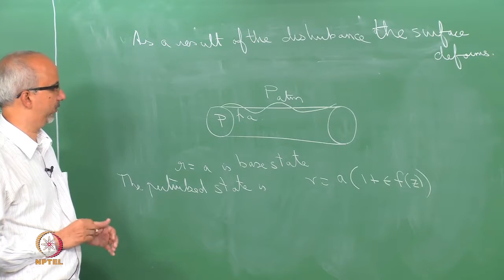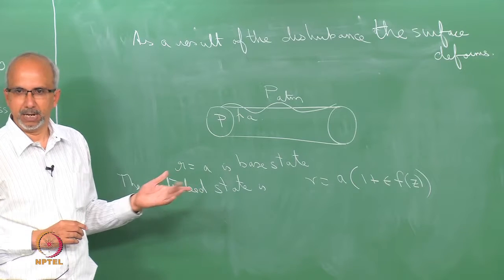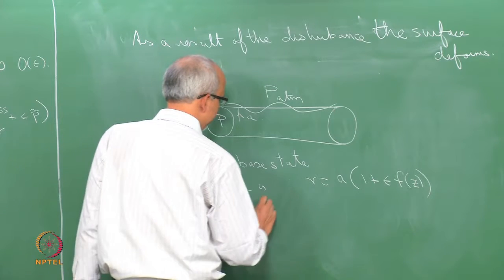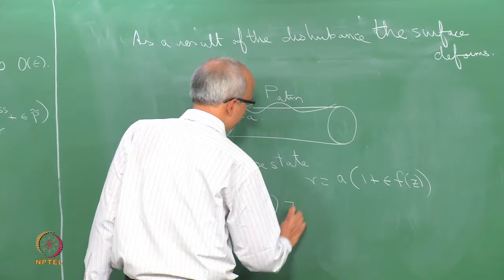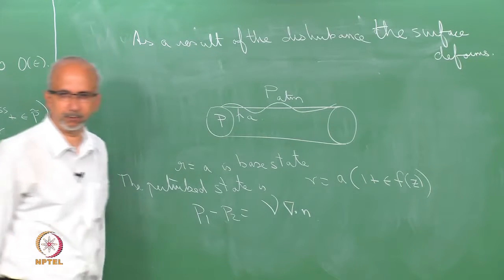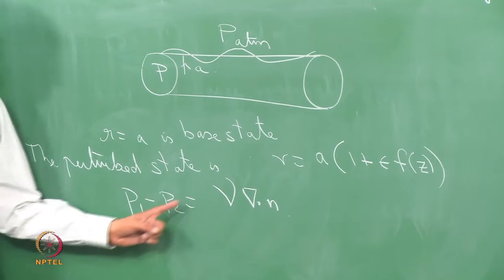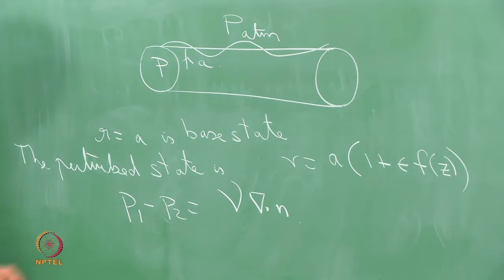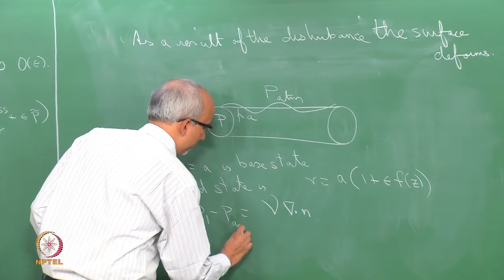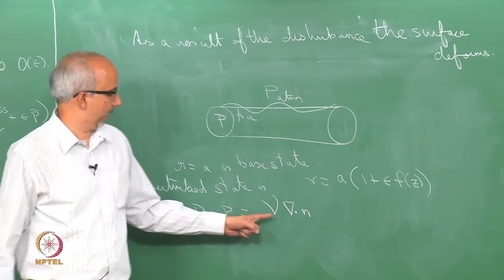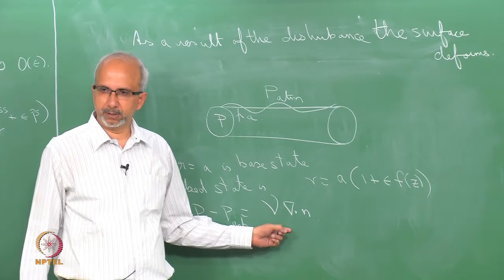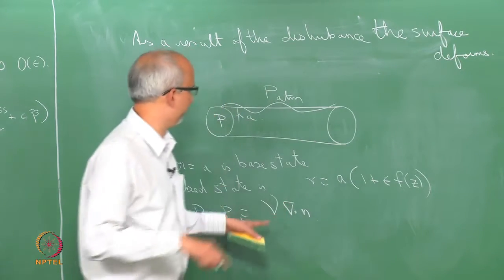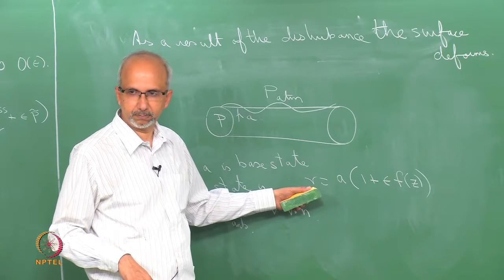Okay. What we want to do is get the normal stress boundary condition. The normal stress boundary condition is what I wrote earlier, which is P1 minus P2 equals gamma multiplied by del dot n. That's my normal stress boundary condition, and this is going to be valid always, in the sense P is the actual pressure. In fact, I should not write P2, this is actually P ambient, right? That's constant. And what I want to do now is calculate this del dot n, which is my curvature, but I need to find del dot n for this deformed surface, because that's the general case.